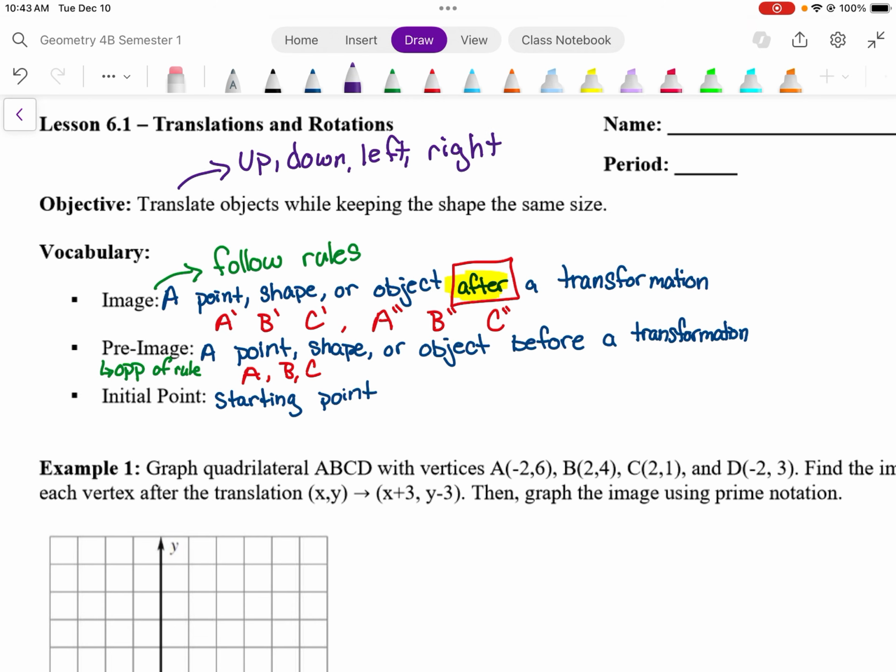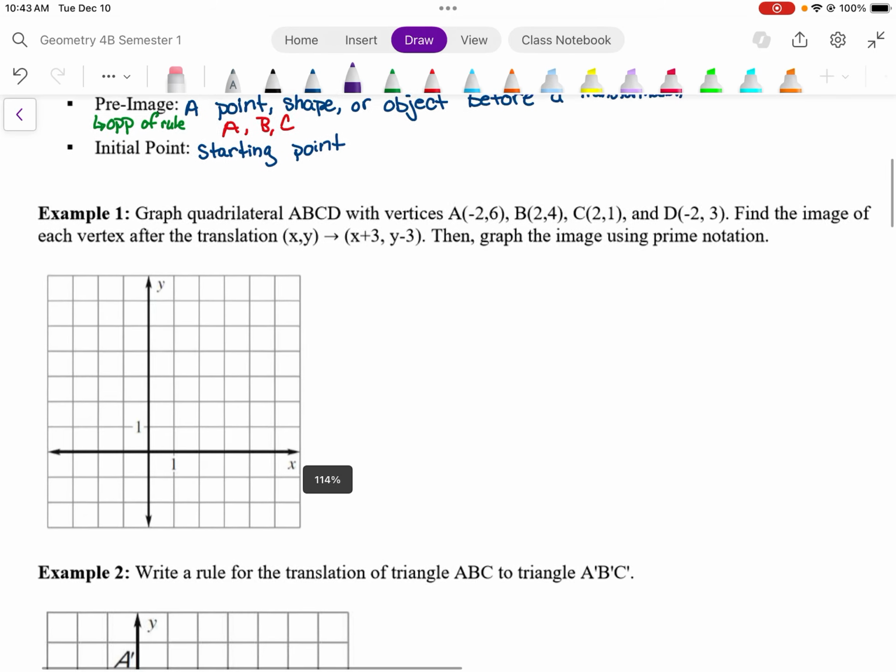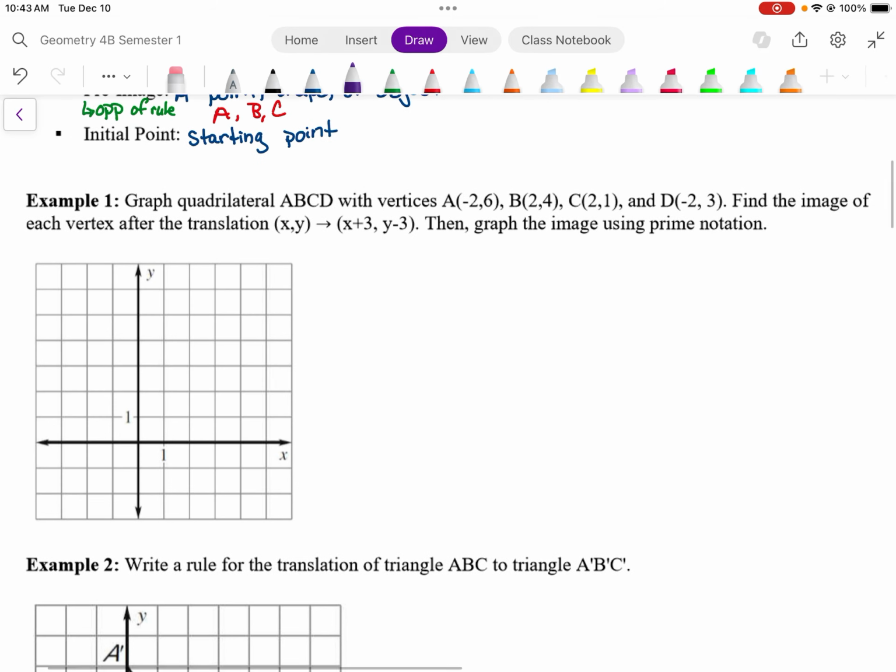Now we're going to do an example. So we're going to be doing a lot of graphing this chapter. So for example 1, they want us to graph quadrilateral A, B, C, D, and they give us the vertexes. So when you graph them, make sure you are labeling the points because the labels are going to be worth points on your test or your quiz.